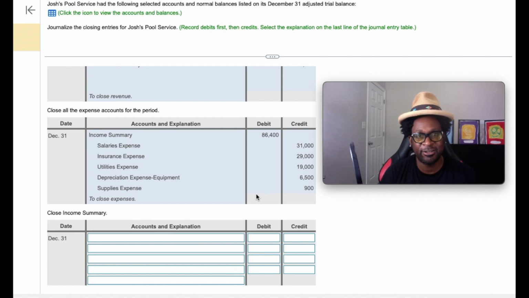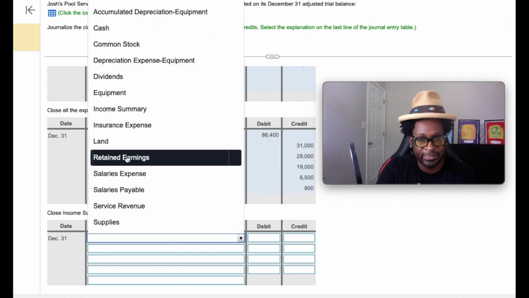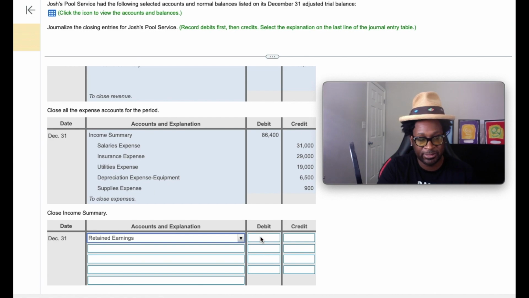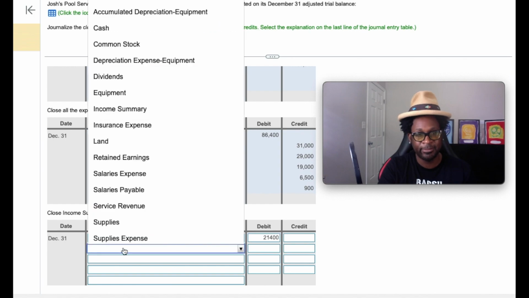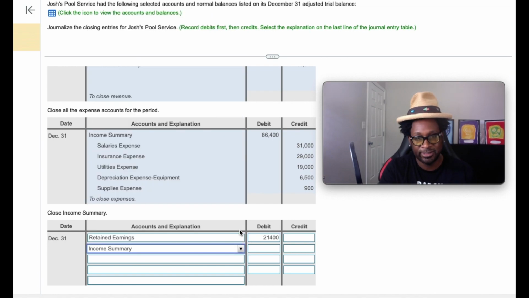Anytime we have a net loss, our retained earnings must go down. And since retained earnings has a normal balance of a credit, we need to decrease retained earnings by debiting it for that amount. Therefore, we're going to debit retained earnings for the $21,400. And what are we going to credit, gang, for the same amount? Income summary. You got it. Which will simultaneously close out our income summary account. We're going to check the answer.